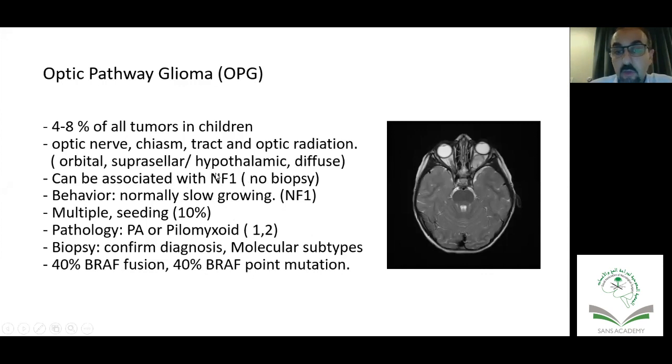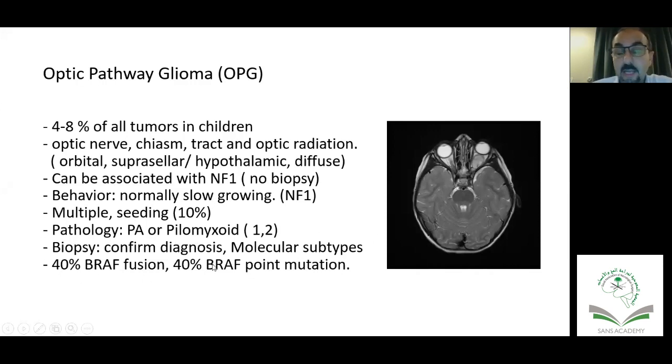And if they come with NF1, you don't need to biopsy them. The diagnosis is very clear. And they are normally slow growing. Some of them are slightly more aggressive. They could be associated with multiple other lesions. I've seen a couple of cases with multiple pilocytic astrocytomas, and some of them come with seeding. So 10% of them might be associated with other pilocytic lesions, or seeding. As I mentioned, this is either pilocytic astrocytoma or pilomyxoid, grade 1 or 2. We need a biopsy to confirm the pathology.